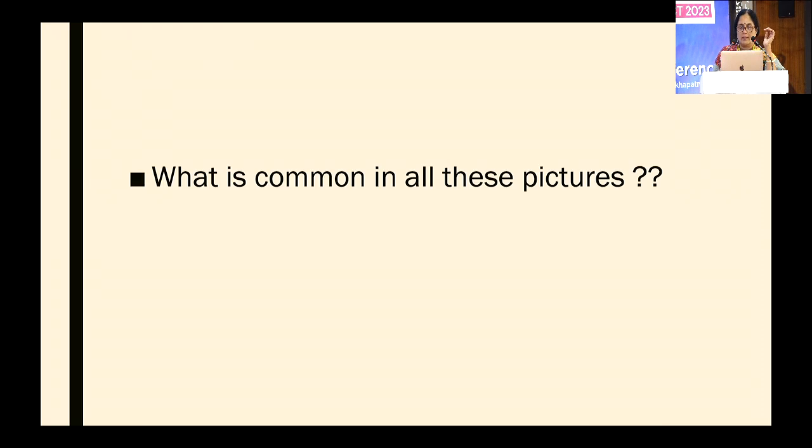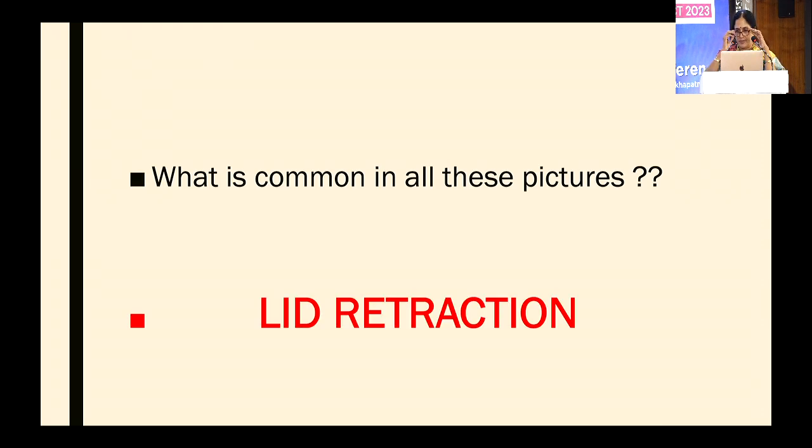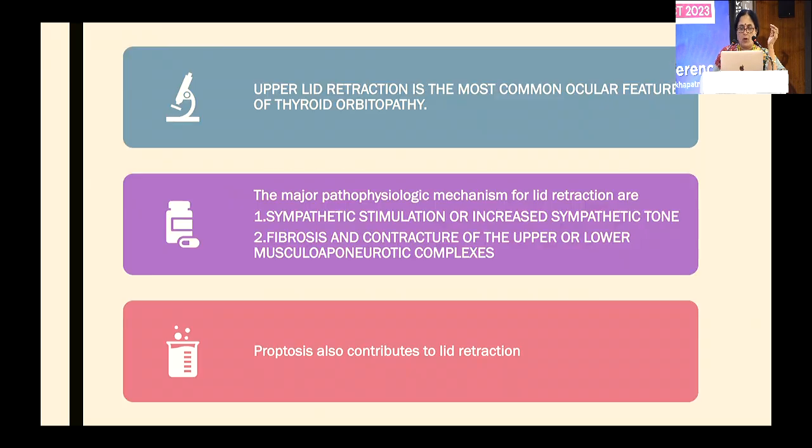What are you seeing in all these pictures? What is common to all of them? It is the lid retraction, which is the commonest feature of thyroid orbitopathy. Dysthyroid neuropathy is the worst, but the commonest is lid retraction, and therefore we need to see how we are going to treat it.